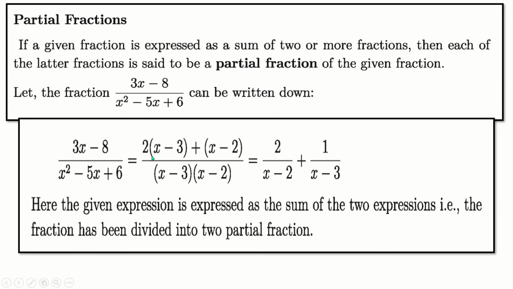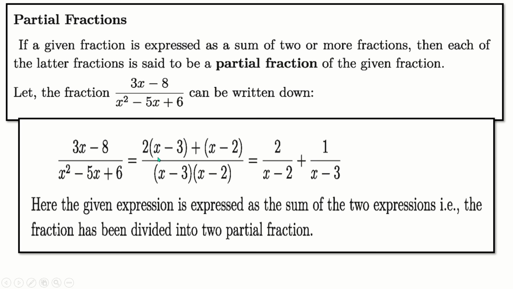3x - 8 is equal to, we can write, 2(x - 3) + (x - 2). That means here will be 2x - 6, here will be x - 2. So 2x plus x means 3x, and -6 - 2 means -8. And we have to write here, matching with the denominator, as here is x - 3. So we have to write one part will be x - 3 and another will be x - 2.